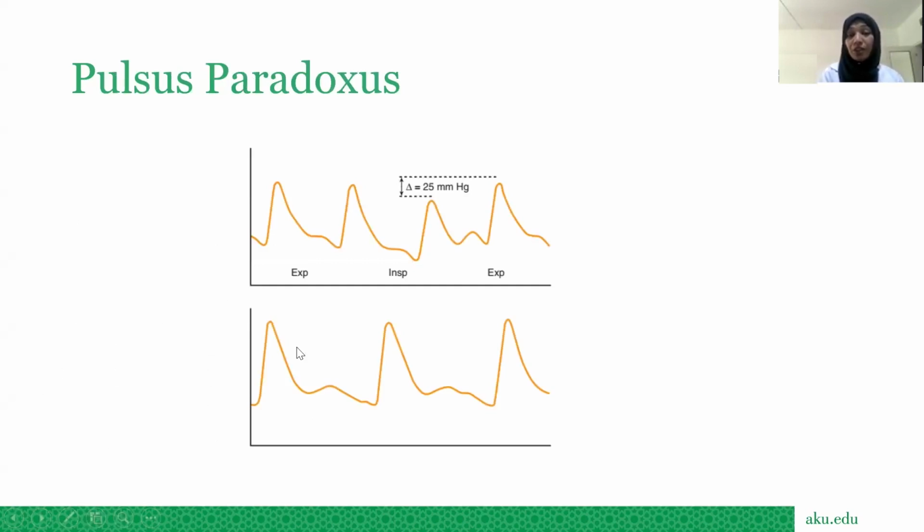So this is a picture showing the pulsus paradoxus. The lower picture is that of a normal patient. Look, there is no change in the systolic blood pressure between inspiration and expiration. What happens in the pulsus paradoxus? This difference is more than 25 millimeters of mercury.